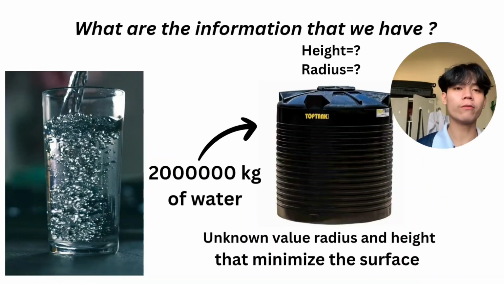So what information do we have? From the story, we know that the students want to supply 2 million kilograms of water, and we also have a cylinder water tank, but we don't know the height and the radius. So we don't know the values that we require to minimize the surface.